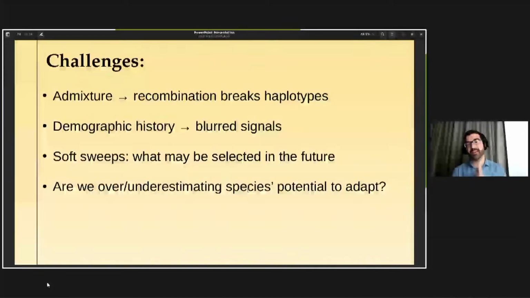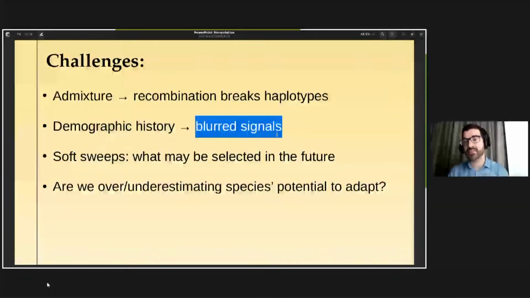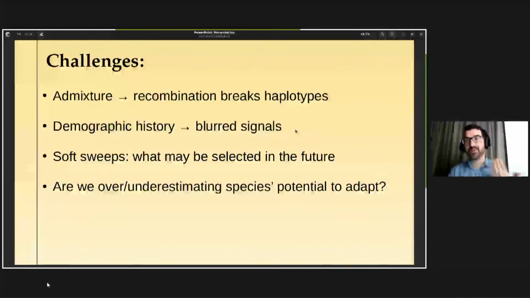So the challenges mainly are what happens if you have a mixture that will break the haplotypes. If you have extended haplotype homozygosity based methods, recombination will just break those haplotypes. What if we have a mixture between animals or species that are adapted or not adapted to a certain condition? Demographic history events such as population contractions or expansions, or decreases in heterozygosity overall, could provide blurred signals of what could be considered selection, but it's actually not.